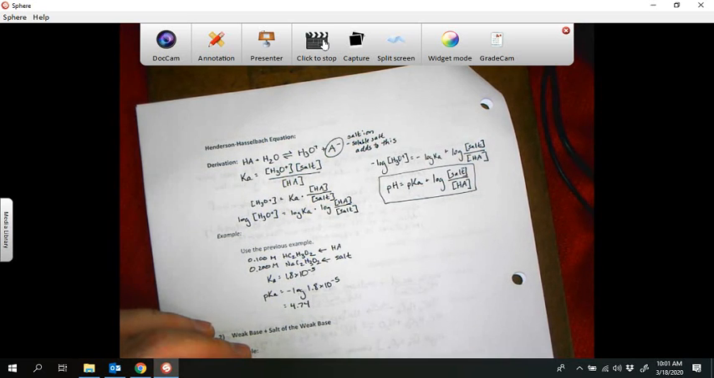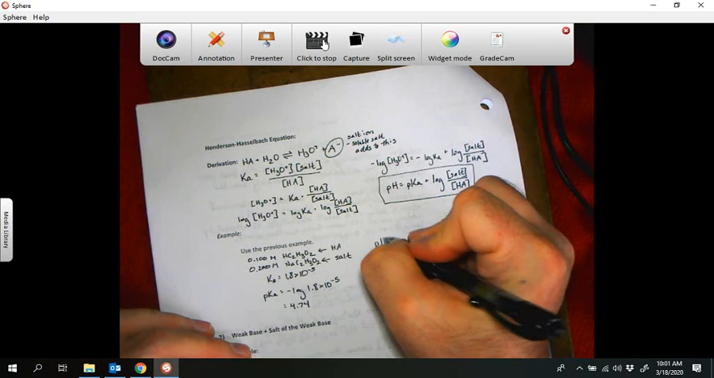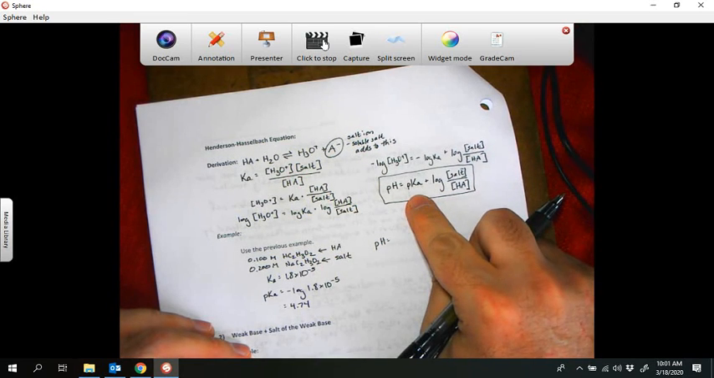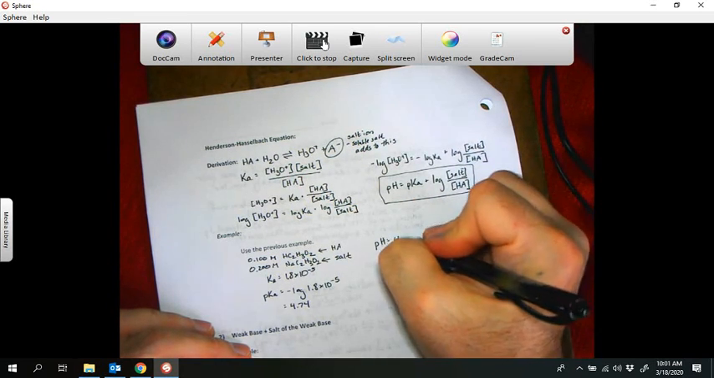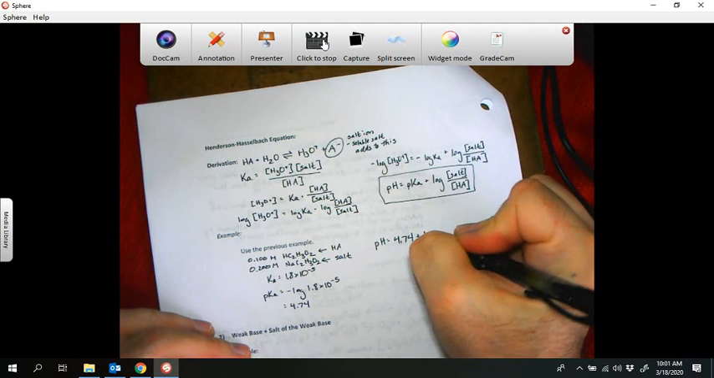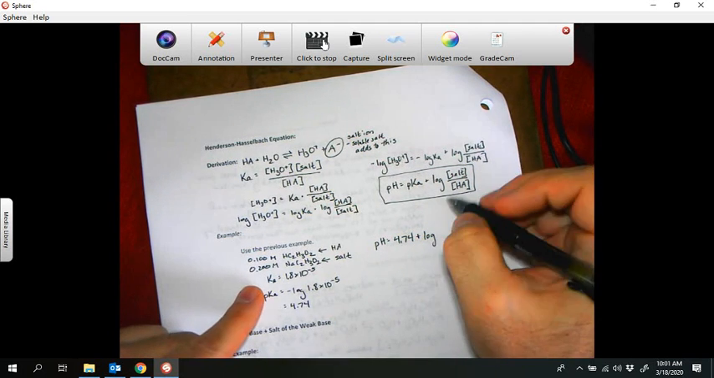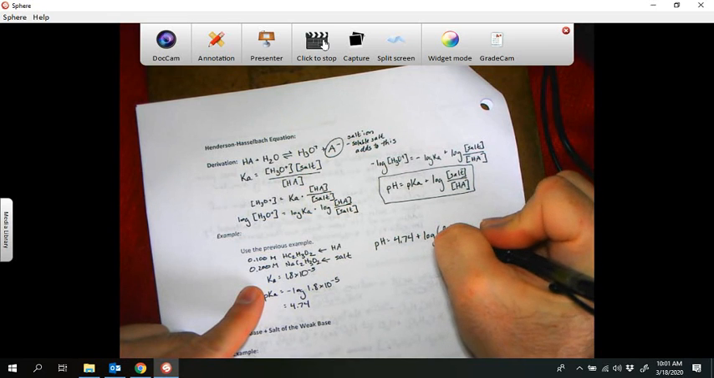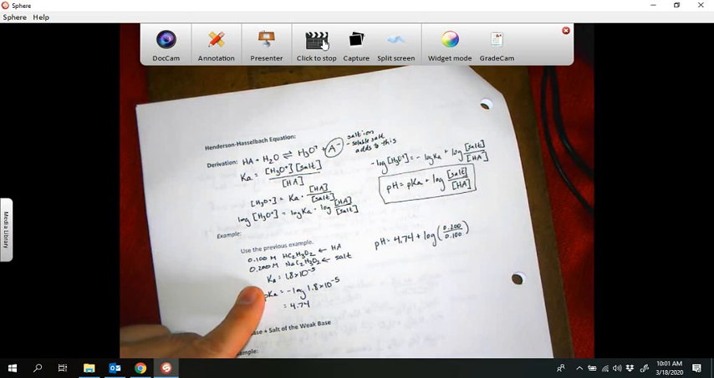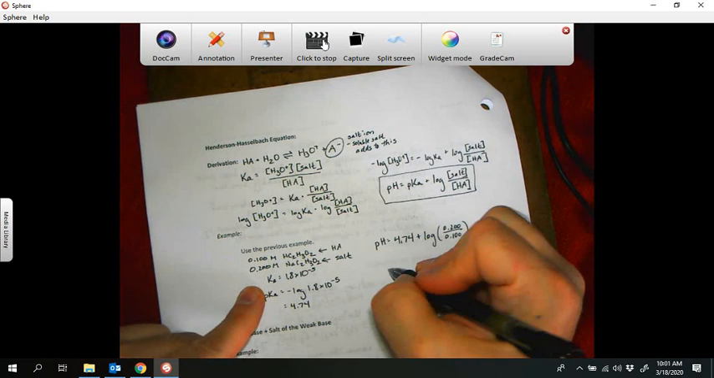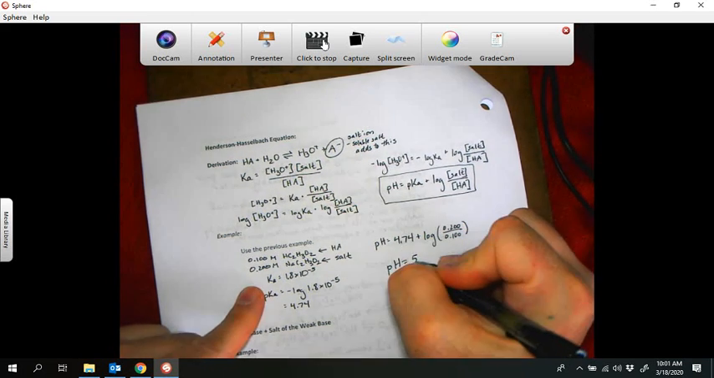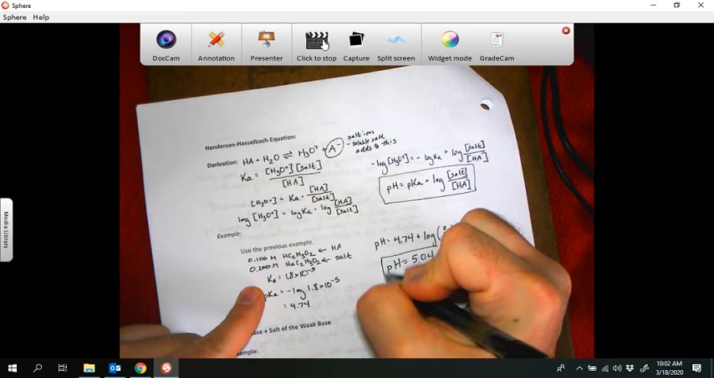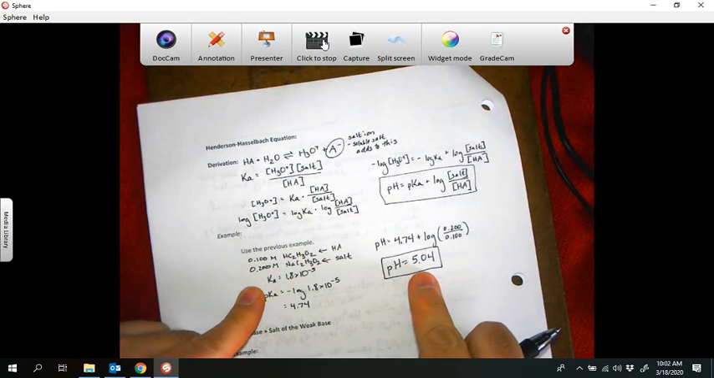So we have all of our pieces. If we want to find pH, we use the Henderson-Hasselbalch equation: the pKa, 4.74, plus the log of the salt concentration, 0.200, over the acid concentration, the HA. And lo and behold, we get 5.04. Guess what? That's almost exactly the same number as we got before. There's a margin of error, which is acceptable.